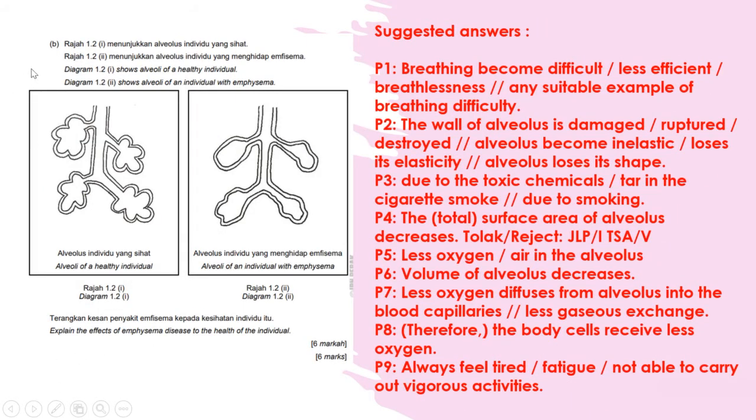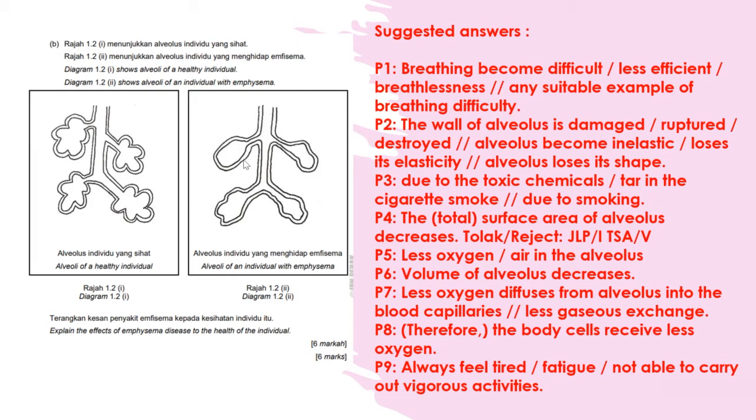Okay, we go to question number 1B. Diagram 1.21 shows the alveoli of a healthy individual. Diagram 1.22 shows the alveoli of an individual with emphysema. So this refers to the alveolus of the emphysema patient. Okay, so what can we see from here?